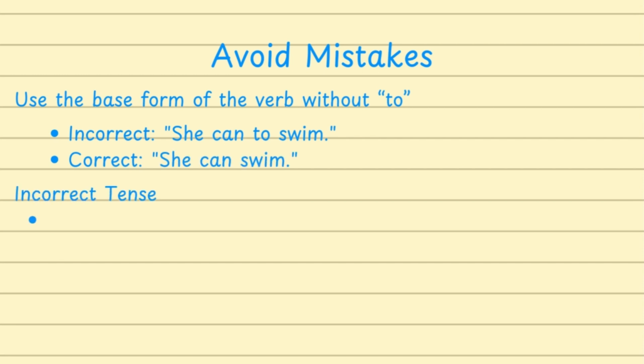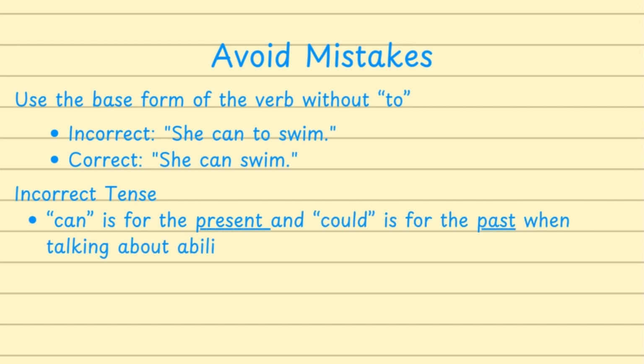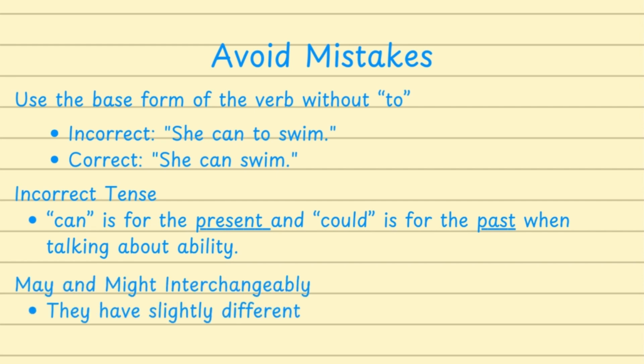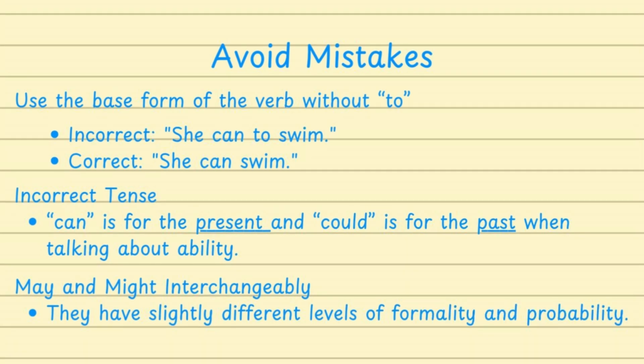Incorrect tense. Remember that can is for the present and could is for the past when talking about ability. Using may and might interchangeably. While similar, they have slightly different levels of formality and probability. Pay attention to how native speakers use modal verbs in conversations, movies, and TV shows. The more you use modal verbs, the more natural they'll sound.